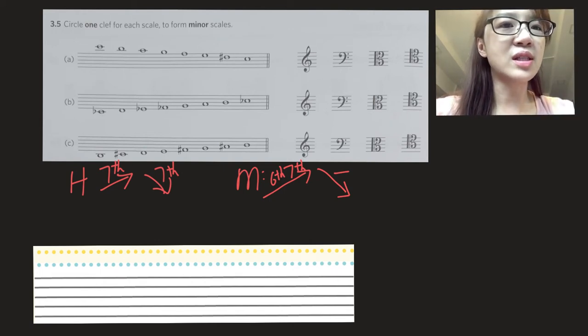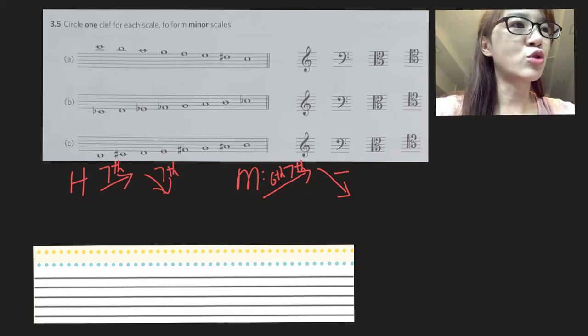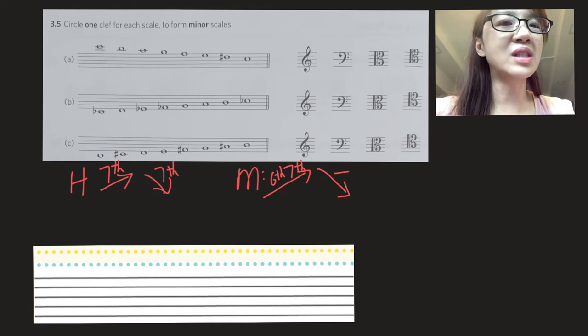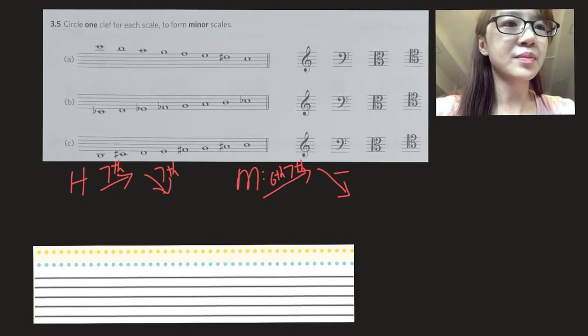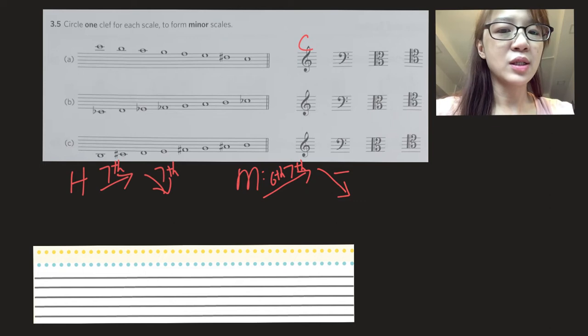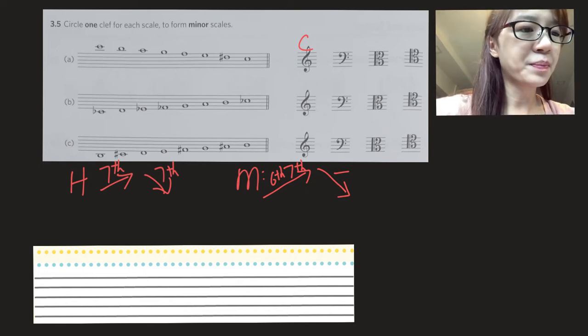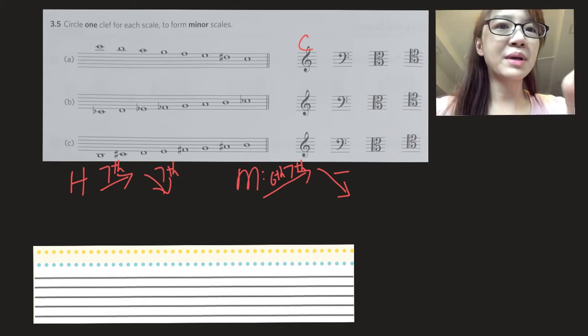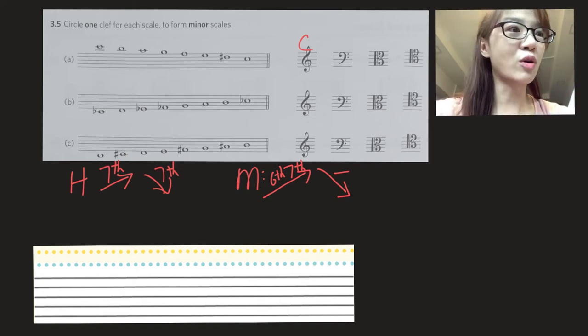Okay, starting on this. What is this note in the treble clef? This is a C note. Okay, assume that this is C minor. C minor, you have 3 flats. But here, we didn't see any flats at all, and it just comes with 1 sharp.